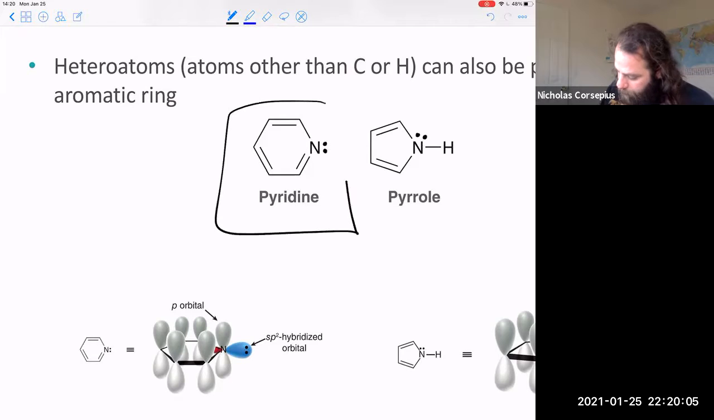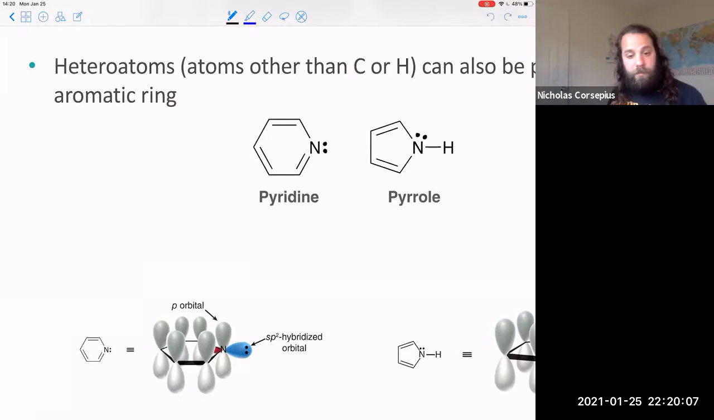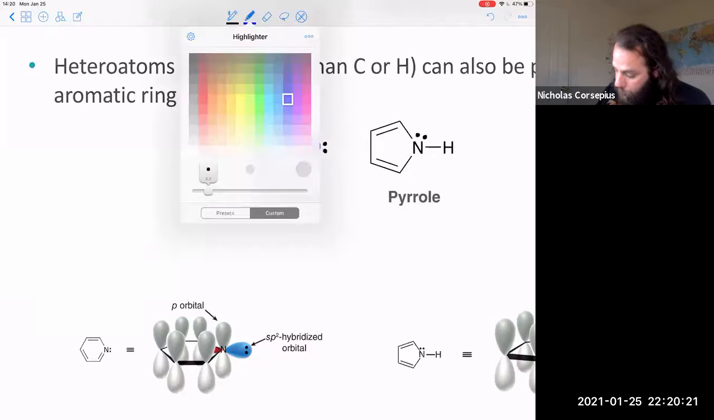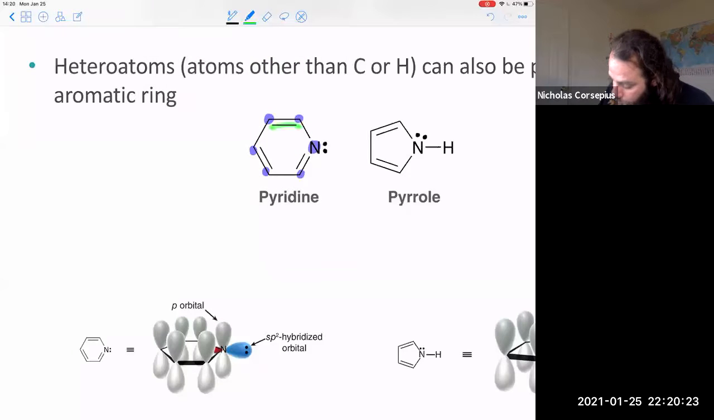So let's take a look at pyridine, which is very similar to benzene, except there's nitrogen in that ring instead of it all being carbons. Nonetheless, everything is sp2 hybridized, including that nitrogen, and you have 2, 4, 6 pi electrons meeting Huckel's rule.